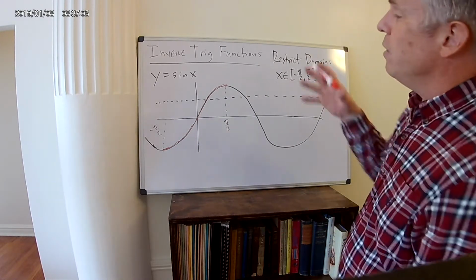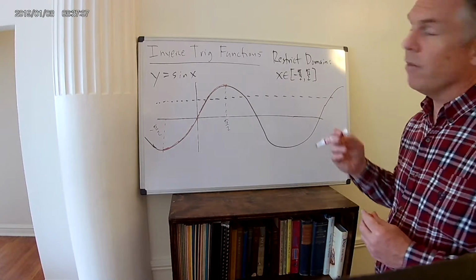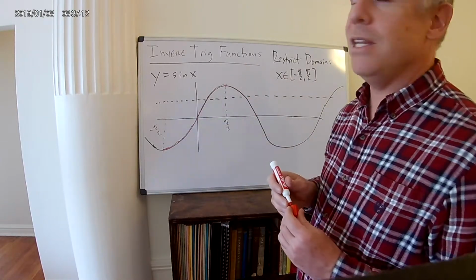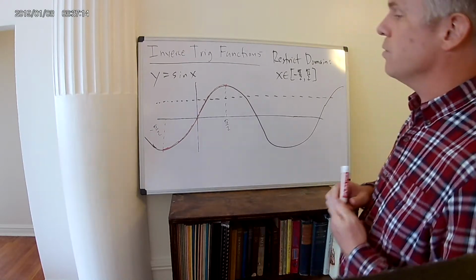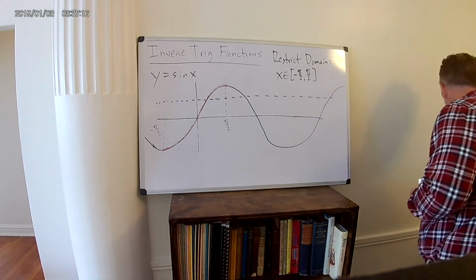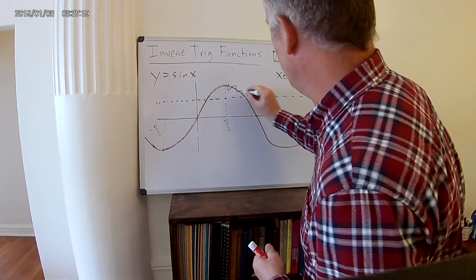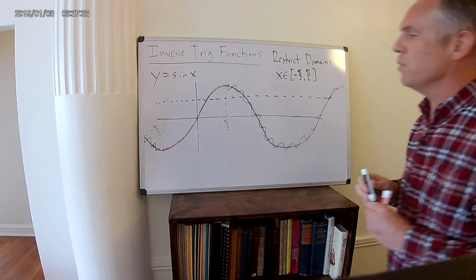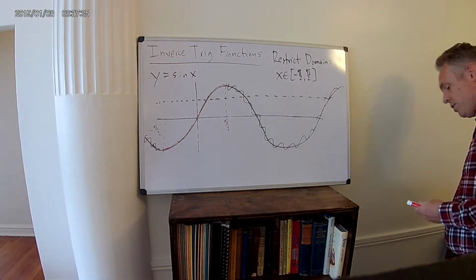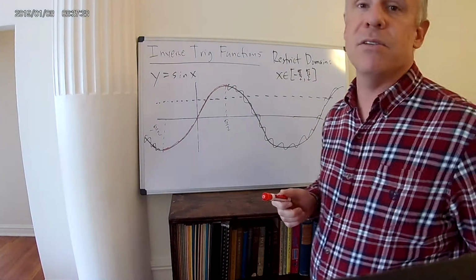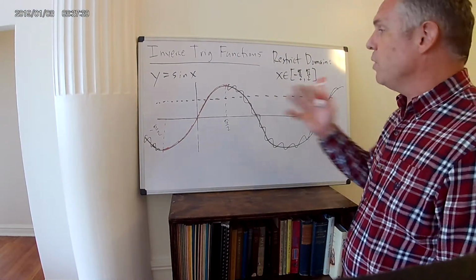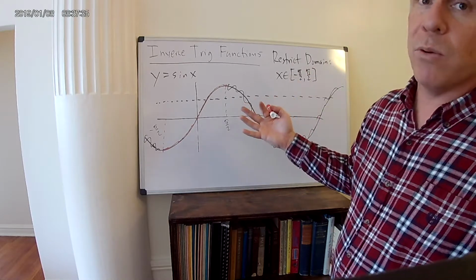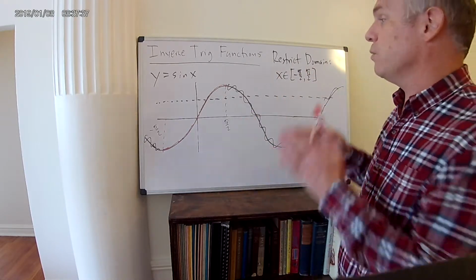Now, if we restrict the domain and apply the horizontal line test to just this red segment, it does indeed pass the horizontal line test. So we're going to get rid of everything else, all the rest of sine of x, and just keep this one small section. This small section of sine of x is, in fact, a one-to-one function, and therefore it has an inverse. So that's the clever trick we're using to find an inverse to sine of x: we're restricting the domain.